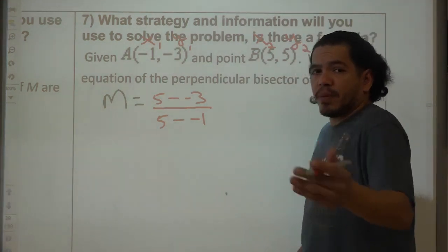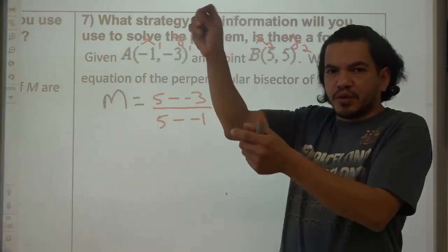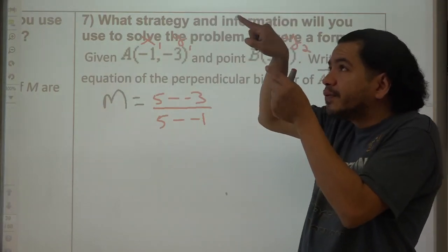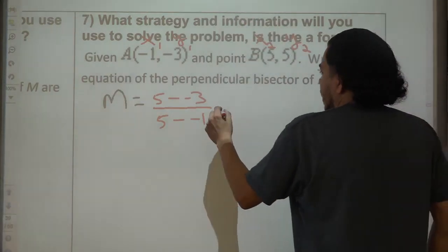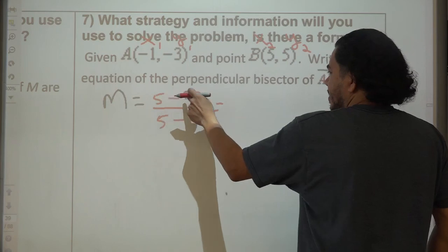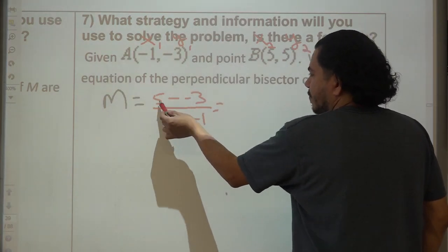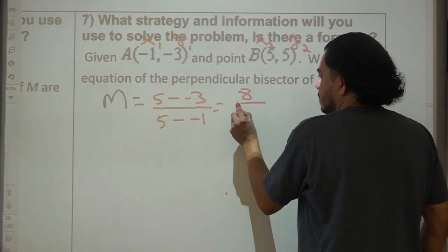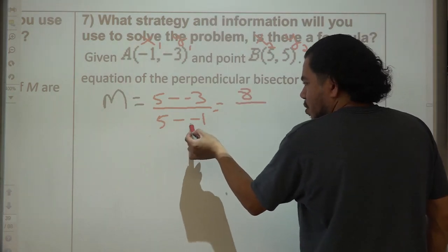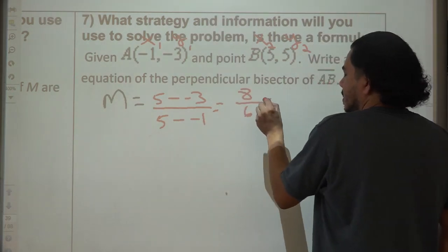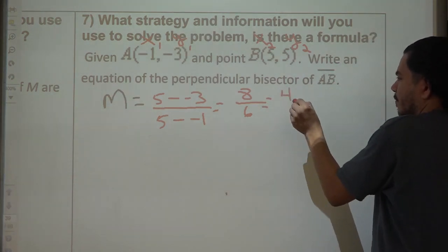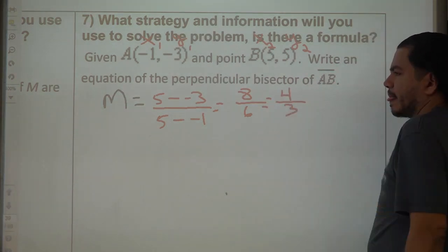Or some of you might want some graph paper. You put the 2 points and figure out what the slope is. All right, so this one is 5 minus negative 3. We already agreed that if we have two signs, we multiply them. So 5 plus 3 is 8. 5 plus 1 is 6. Making your slope 4 over 3.